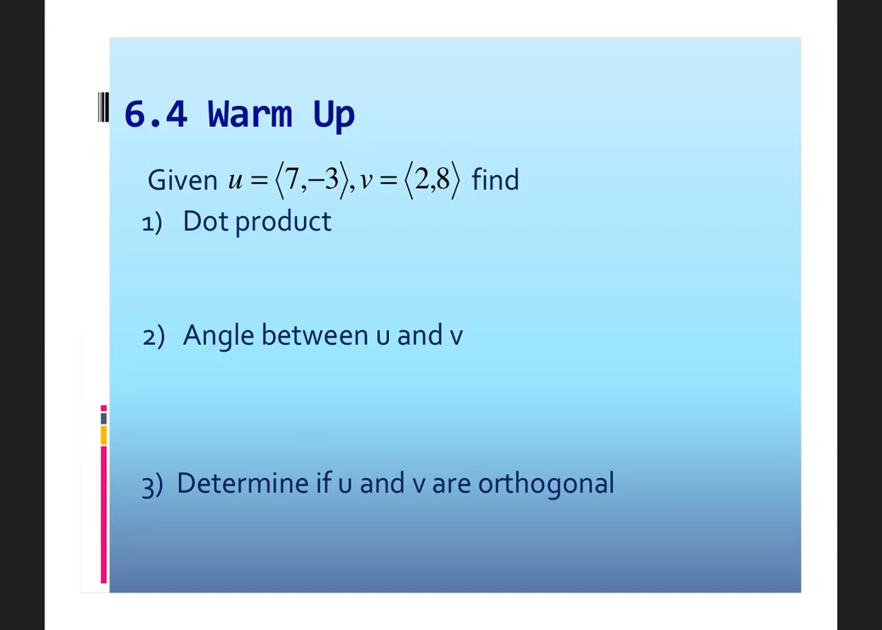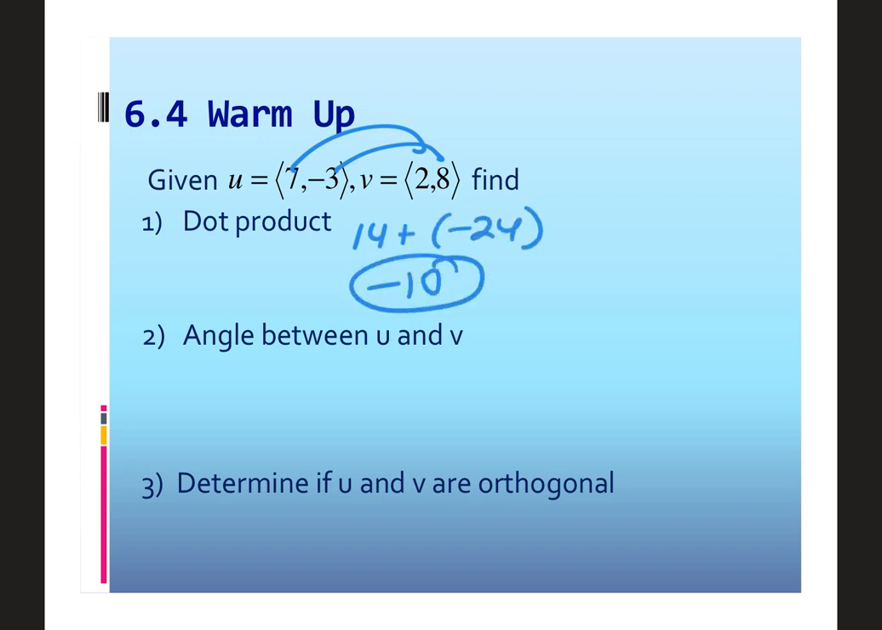All right, so dot product, we're just going to multiply first times first and add it to second times second. So this would be 14 plus a negative 24, and you should get negative 10. Number 2 says find the angle between U and V. So cosine of theta equals the dot product over the magnitude of U times the magnitude of V.